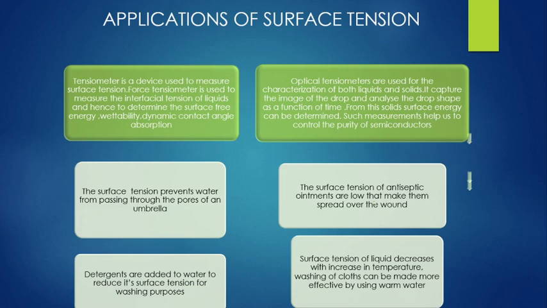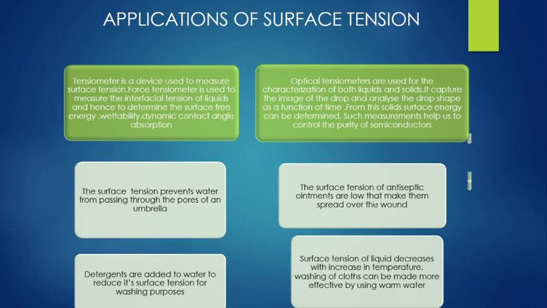And the next is: the surface tension of a liquid decreases with increase in temperature. We already discussed this factor. Temperature is a factor which influences the surface tension, and when the temperature increases, the surface tension decreases. So while washing clothes using warm water, the washing can be made more effective.